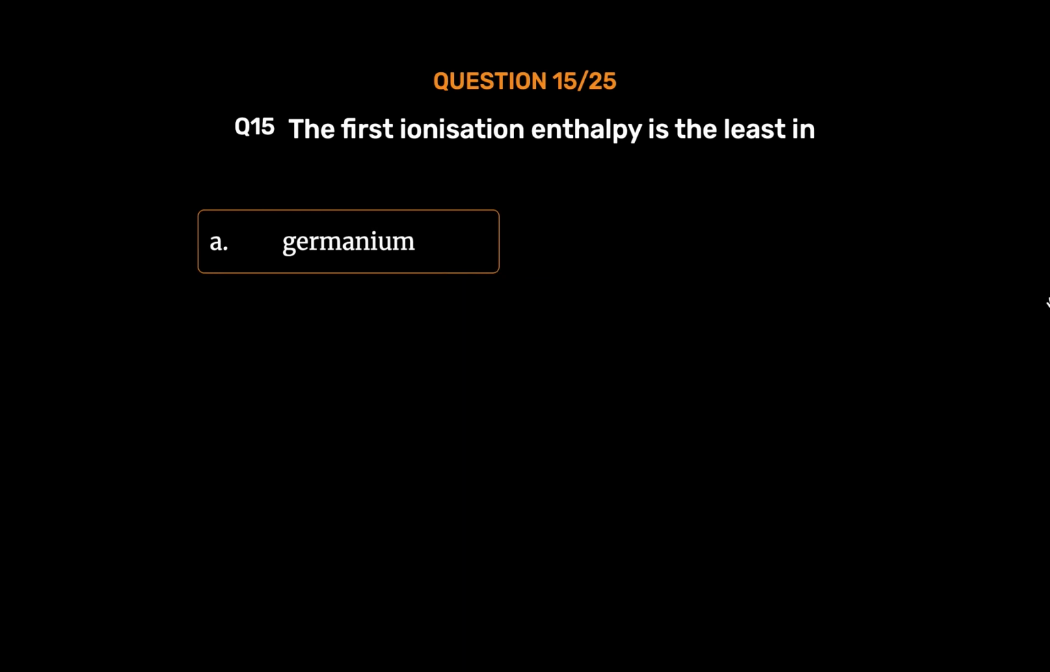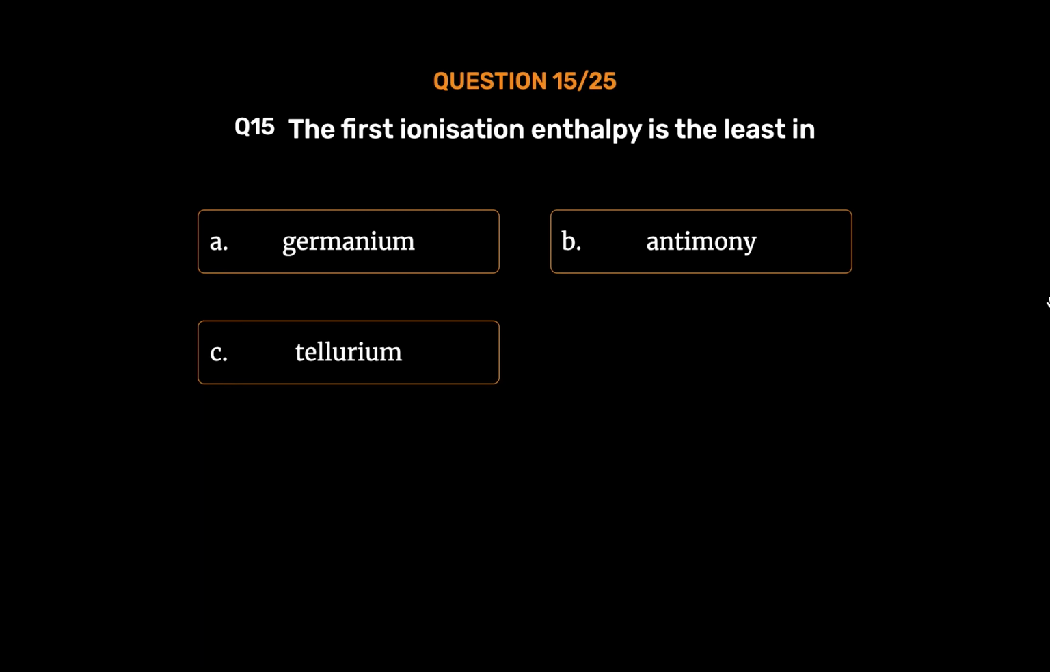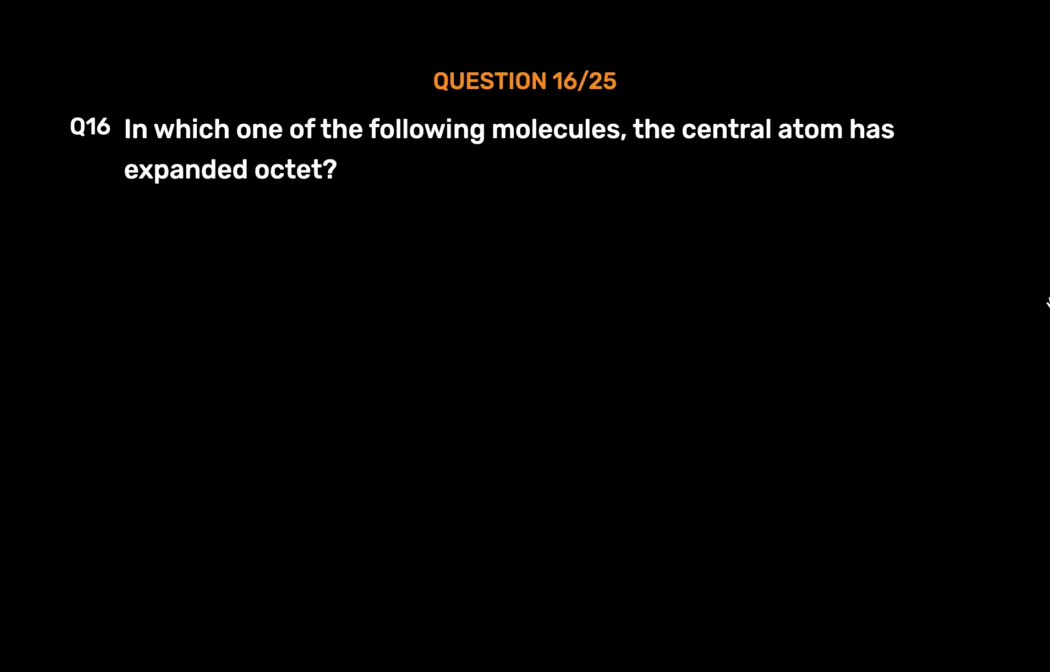Germanium. Option B. Antimony. Option C. Tellurium. Option D. Bismuth. The correct answer is option D. Bismuth. Question number 16. In which one of the following molecules does the central atom have an expanded octet?